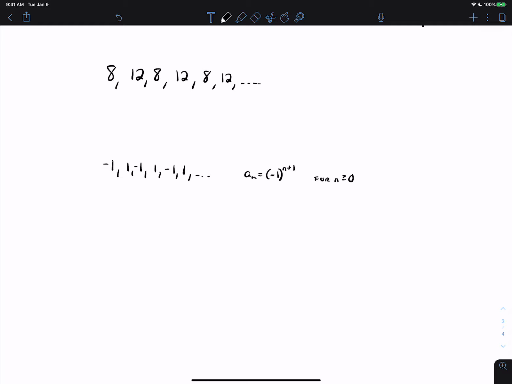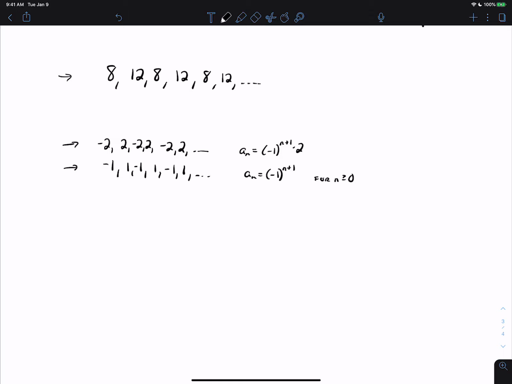So one way to do that is to look at the gap between -1 and 1. The gap between -1 and 1 is 2. The gap between 8 and 12 is 4. So we want to change the gap from 2 to 4. In order to do that, we're going to double all of the numbers. So we're going to multiply by 2, because the gap on the bottom sequence is 2 and the gap here is 4. If I multiply by 2, then I get -2, 2, -2, 2, -2, 2, and so on.